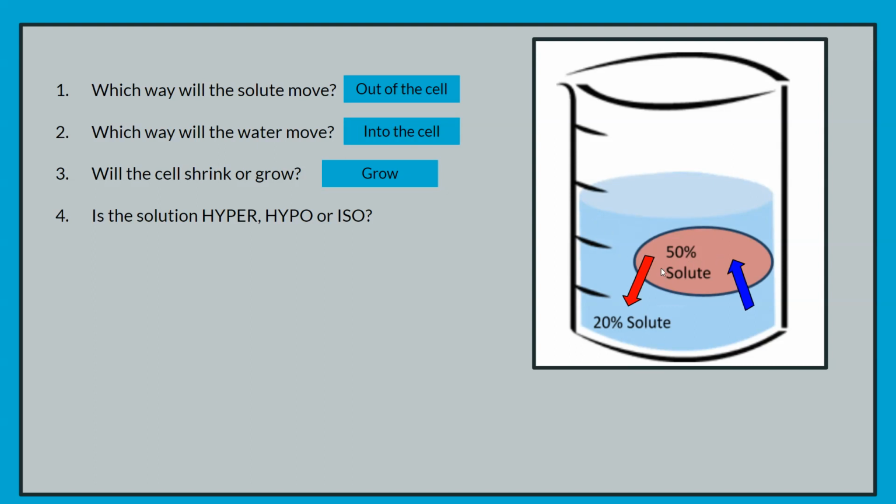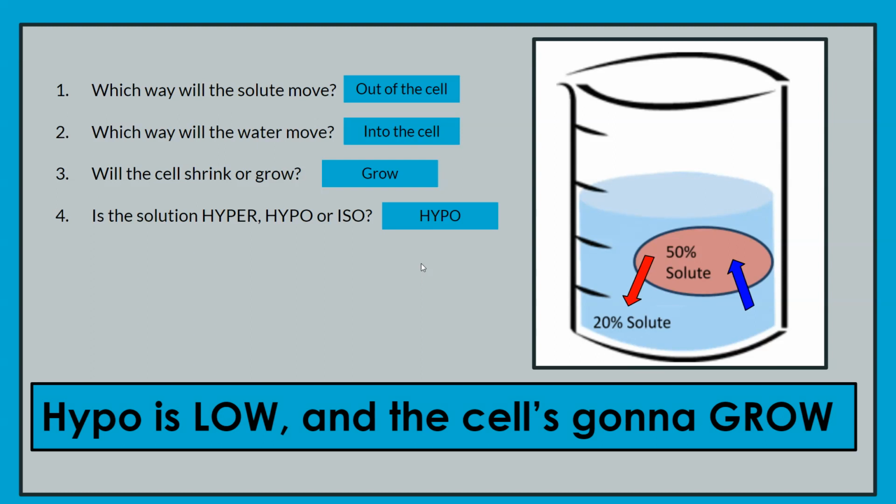So what did I do to make this cell grow? Well, I put this cell into a solution that had less solute than the cell did. So 20% had less than 50%. Now that's a hypotonic solution. So my saying is hypo is low. It has less solute. But if you put your cell in there, the cell's going to grow because the water's going to rush in. Now, the bigger the difference in these numbers, the faster that water is going to move. So if you have a huge difference between these percentages, the water is going to go very, very quickly to try to fix that problem.